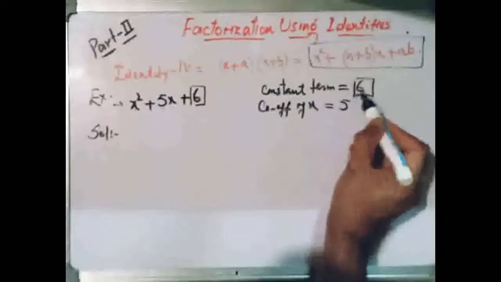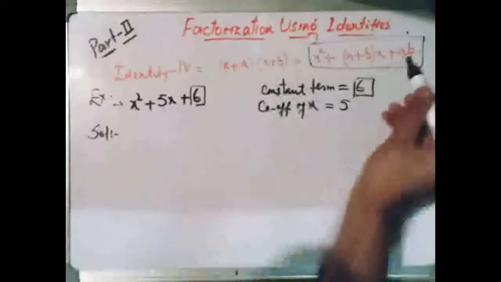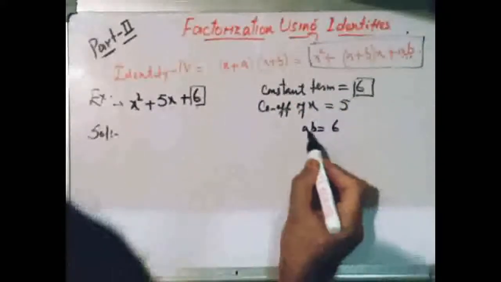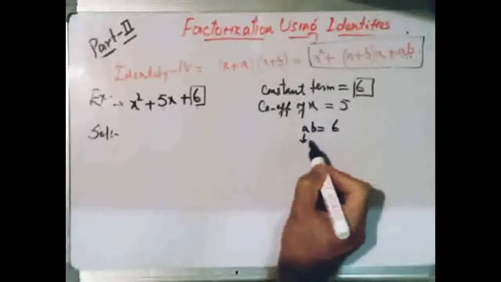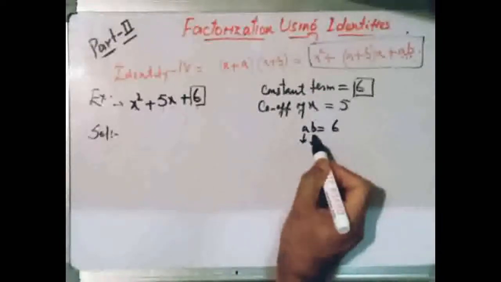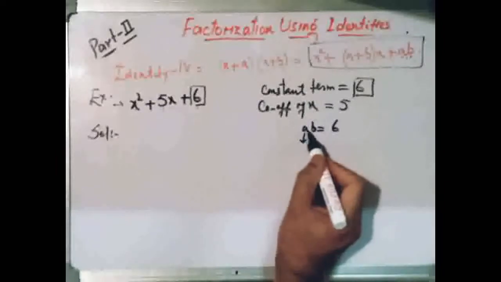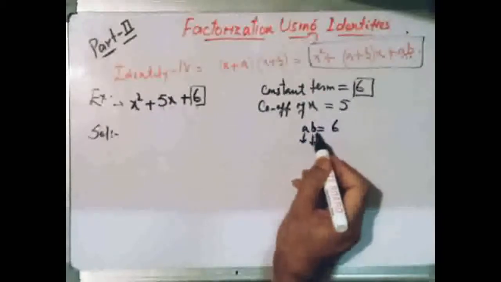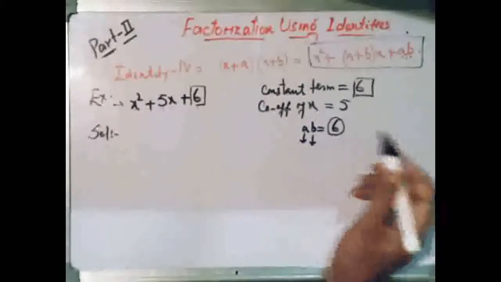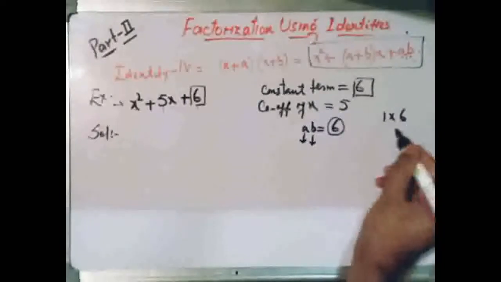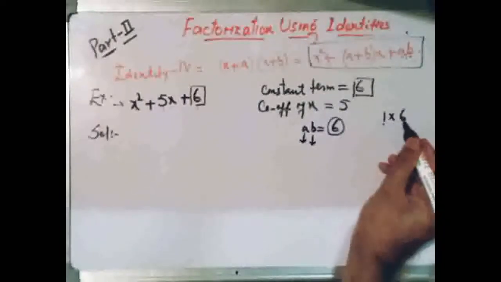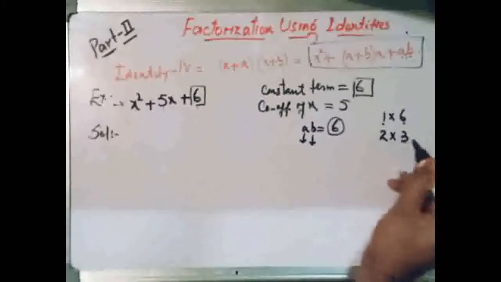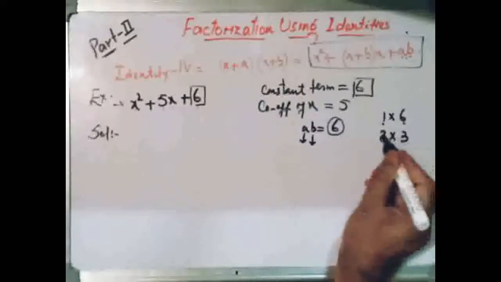Now we know that AB is equal to 6. We have to find the values of A and B. Since A into B is equal to 6, A and B must be the factors of 6, right? So factors of 6 are 1 into 6, 1 is a factor of 6, 6 ones are 6, 6 is a factor of 6, 2 into 3, 2 is a factor of 6, 2 3s are 6, 3 2s are 6.